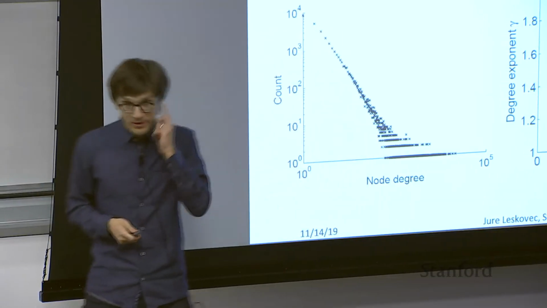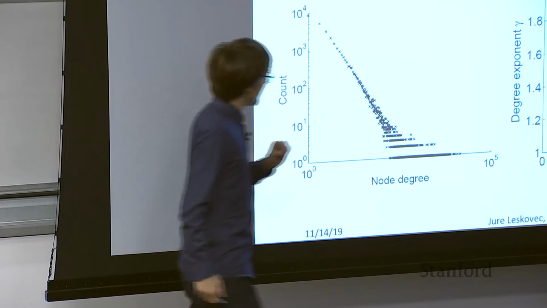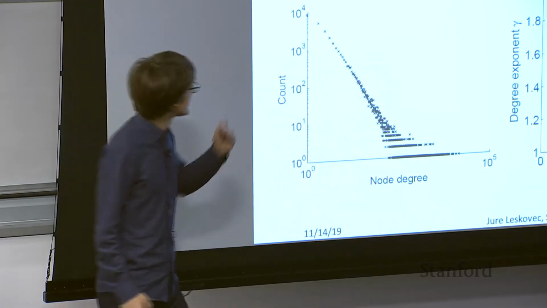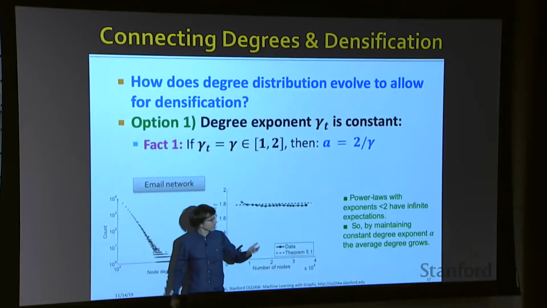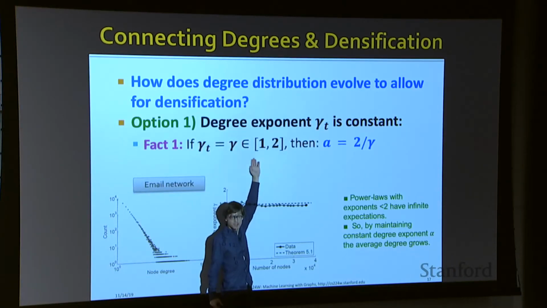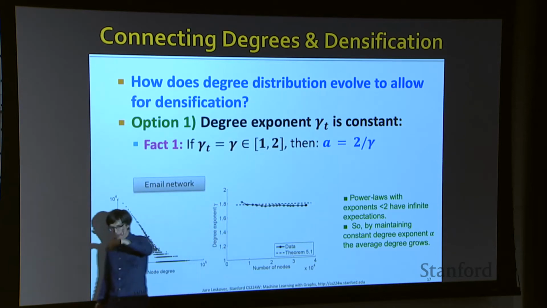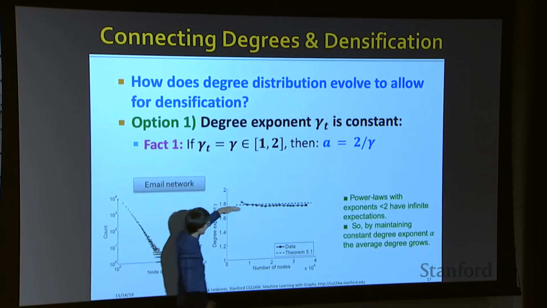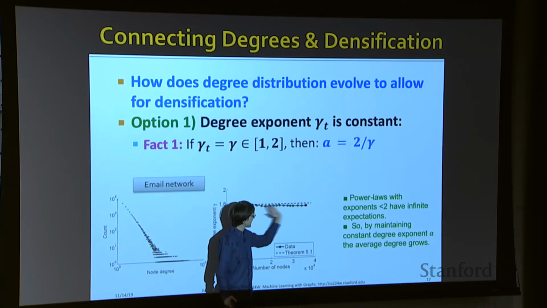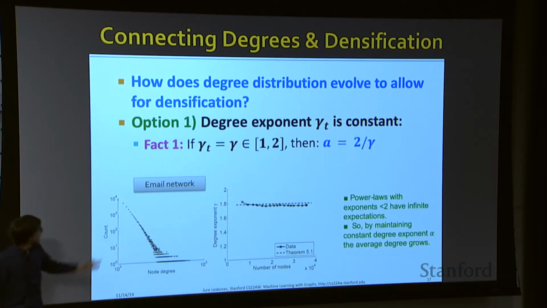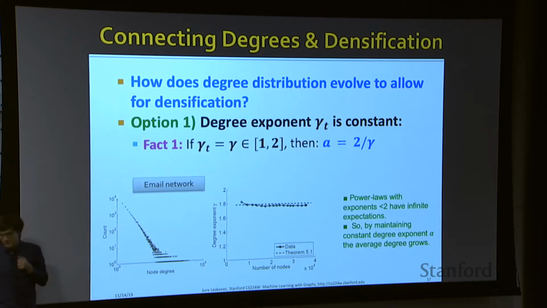All right, so thank you, great questions. I'll provide more background on this. Okay, so the first thing is that these power laws are funny distributions. If you are in this range, your expectation will be infinite, which means it will grow with the number of samples. And some types of networks actually maintain the same degree distribution and they densify because of the shape of the distribution.